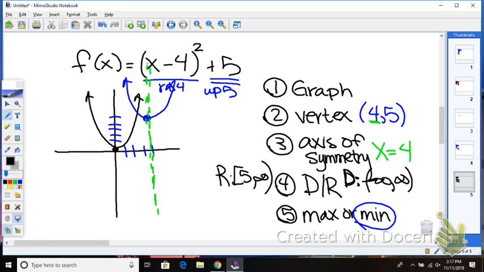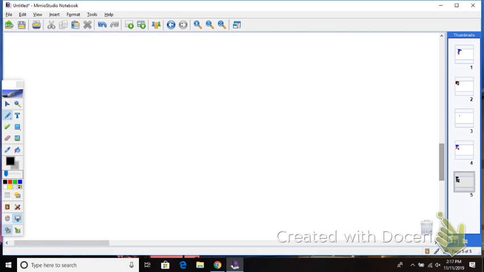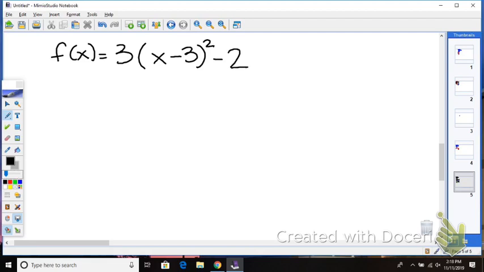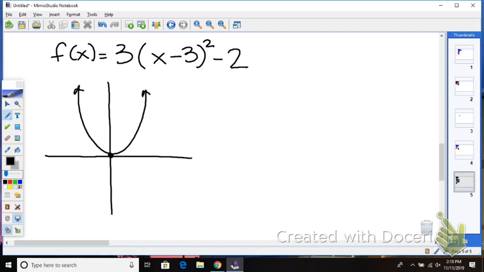Okay, not bad for our first one? Ready for some more? Let's do it. Okay, let me give you another one. This time I want you guys to try to graph this one on your own, and then we'll fill in everything else. So the equation I have is f of x equals 3 times (x minus 3) squared, minus 2. Why don't you guys try to graph it on your own, and then we'll fill in everything else together.